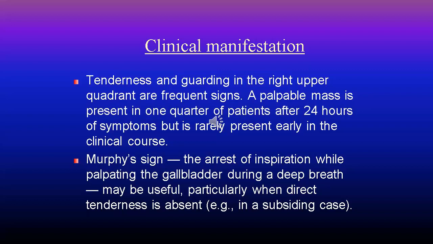In clinical examination of a patient with acute cholecystitis, you will find tenderness and guarding in the right upper quadrant of the abdomen at the site of the gallbladder. The gallbladder surface anatomy lies at the tip of the ninth costal cartilage. And also, there is a positive Murphy sign. What is a Murphy sign? It is an arrest of inspiration of the patient while you are palpating the gallbladder during a deep breath.